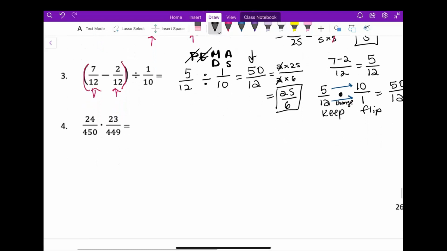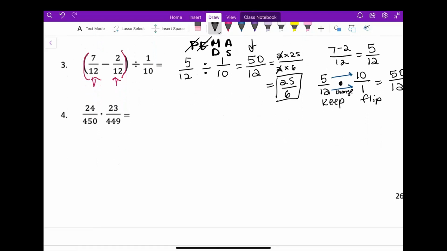Number 4. Ooh, I like this one because they're really big numbers. So I'm going to show you something that shortens our time in reducing. I'm going to show you 2 different methods, okay? So we're going to call this method 1. Method 1, what's going to happen is we're going to multiply, and we're going to end up with really big numbers, and then we're going to simplify. So we're going to go big, and then we're going to simplify. In method 2, we are going to simplify first, and then multiply. Okay, so our numbers will actually stay small. Let's get started with method 1.